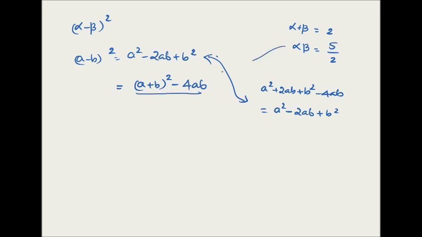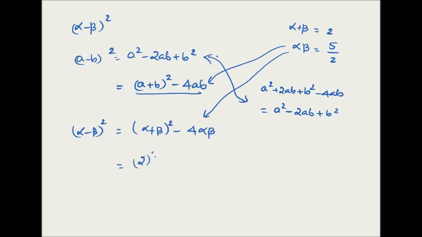Now substitute these values here. So we can write alpha minus beta the whole square is equal to alpha plus beta the whole square minus 4 alpha beta. Now substitute these values here. Alpha plus beta is 2. 2 the whole square minus 4 into 5 by 2.